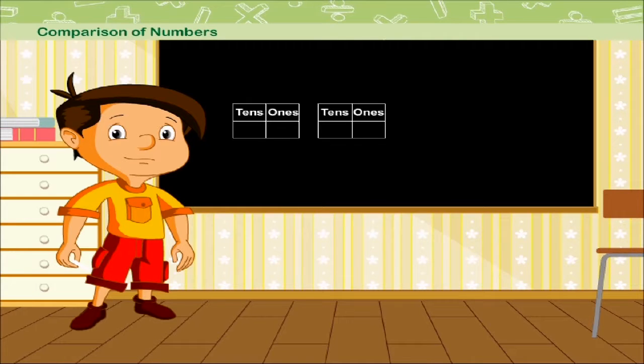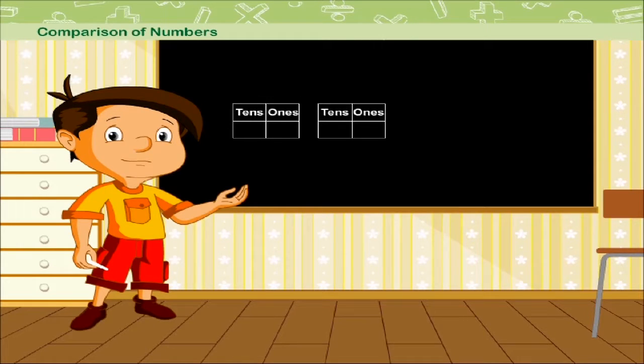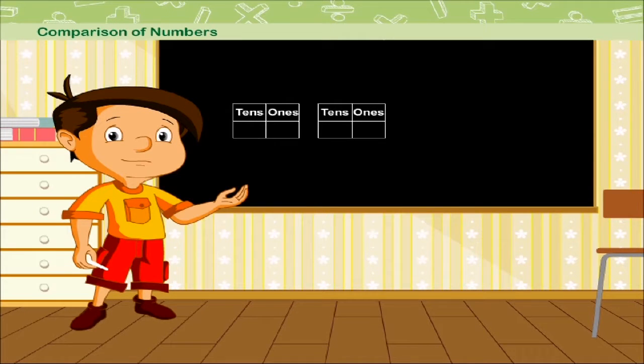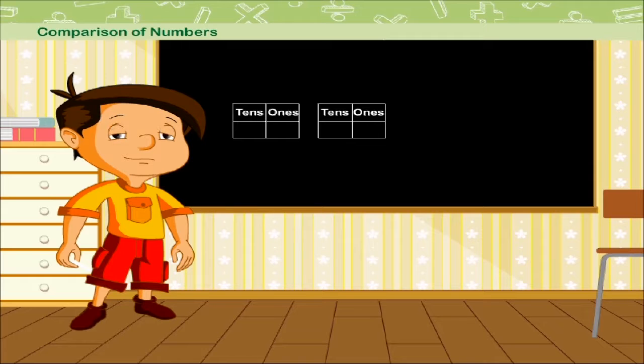First, we compare the digit at the tens place. If the digits at the tens place are same, then we compare the digits at the ones place. If they are also same, both the numbers are same. Let us learn with a few examples.